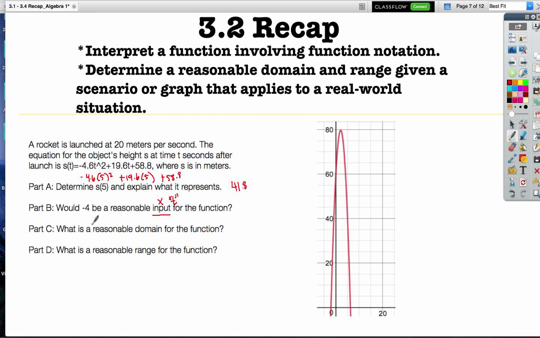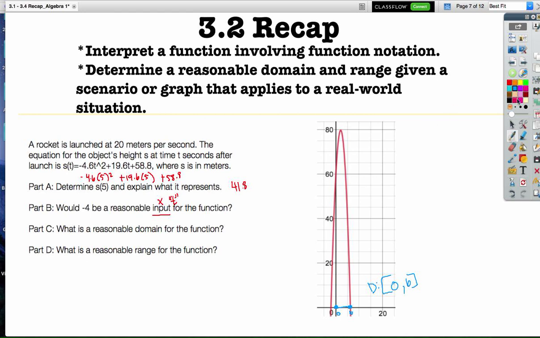Then we were asked what are some reasonable domains for this function. What is a reasonable domain? Well, we just said that we couldn't have negative values, so the only reasonable domain, or x values here, is from time being 0 all the way until the time where it comes back down and hits the ground. So those x values are roughly between 0 and 6. This is a little bit bigger than 5, so between 0 and 6 is our reasonable domain.